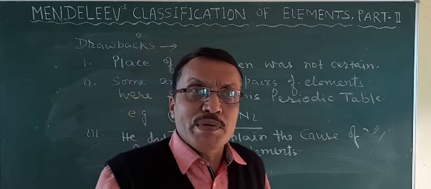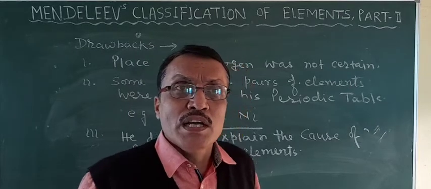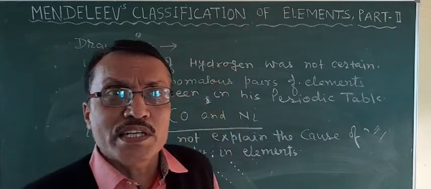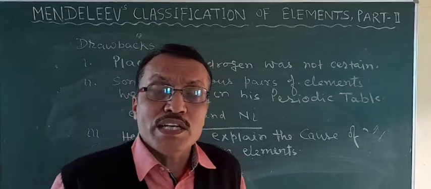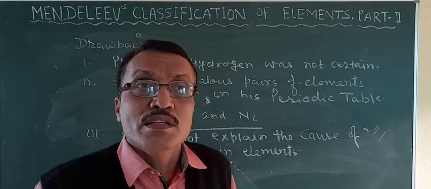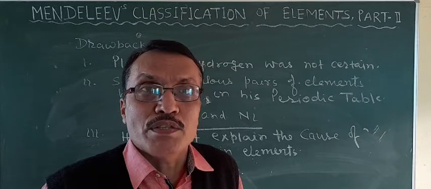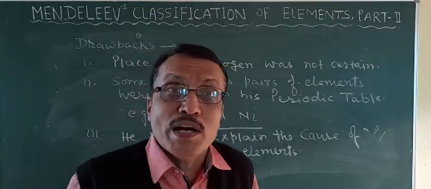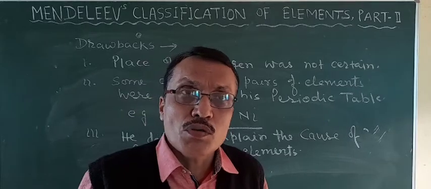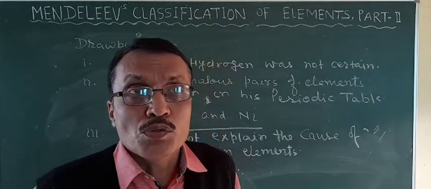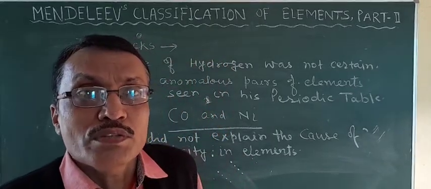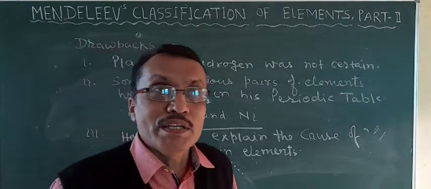Students, Mendeleev, when arranged elements in order of their increasing atomic mass, he saw that at regular intervals elements of similar property repeat. Why repeat? Why recur? This was not explained by him. So this is also one of the major drawback of Mendeleev.